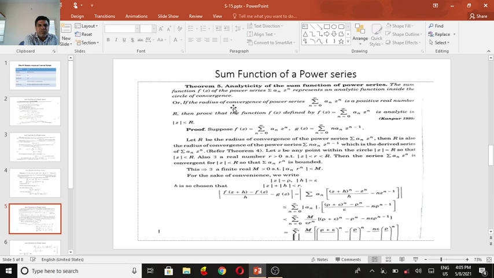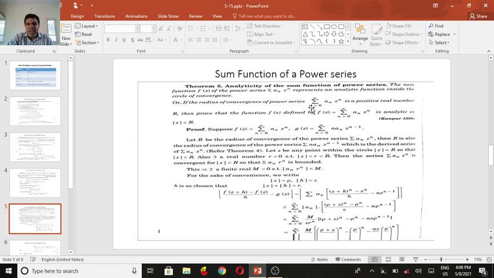If the radius of convergence of the power series summation an z^n is a positive real number r, then we prove that the function f of z defined by f of z equal to summation an z^n is analytic for |z| < r.